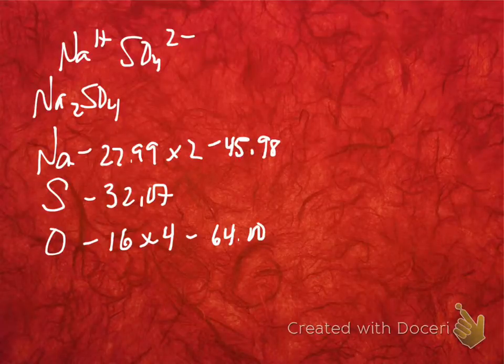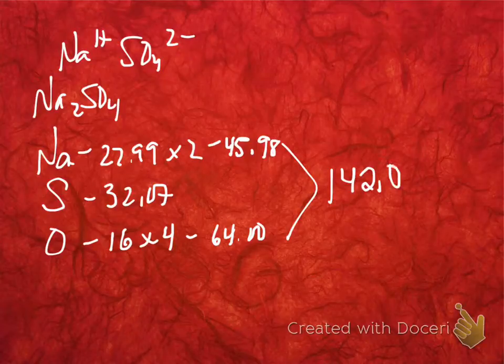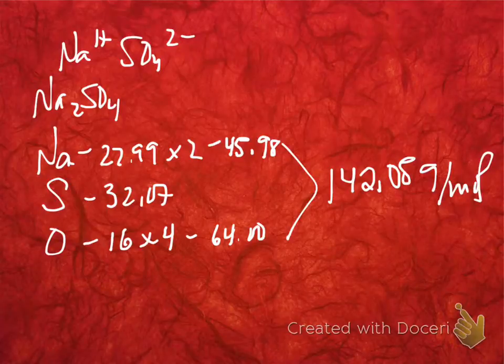So the total mass of the substance, 1 mole of sodium sulfate, is 142.05 grams per mole. Now we'll shrink this and stick it someplace.